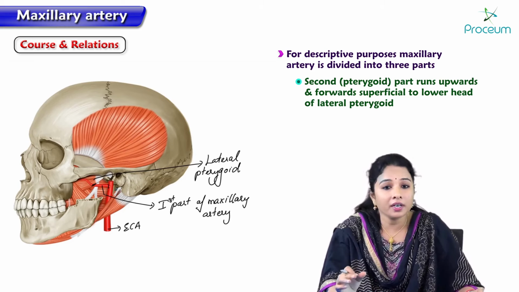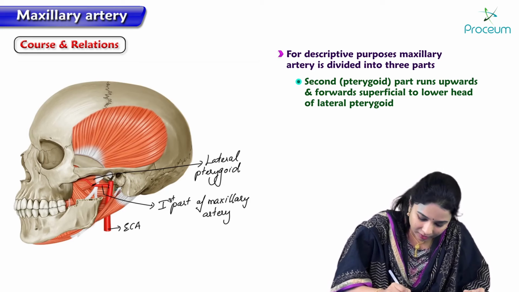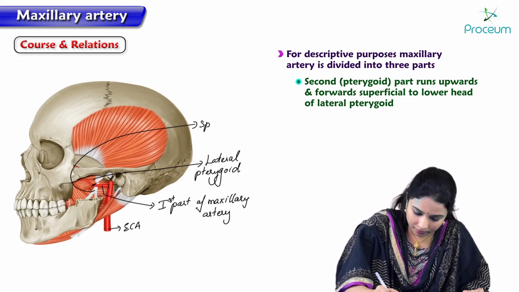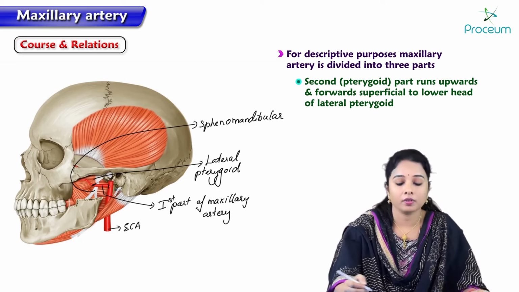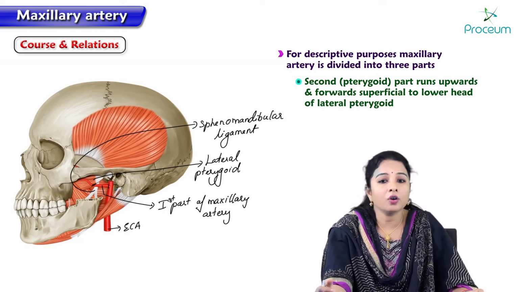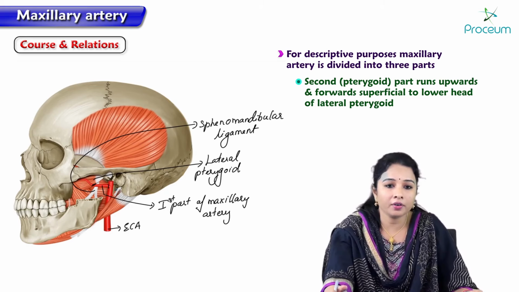So the first part of maxillary artery, we can see it runs horizontally forwards between the neck of the mandible and sphenomandibular ligament. So neck of the mandible is cut and removed to expose it, and we can see the sphenomandibular ligament as well. And it courses just below the auriculotemporal nerve, then along the lower border of lateral pterygoid muscle.